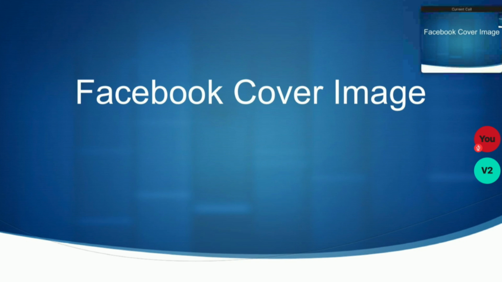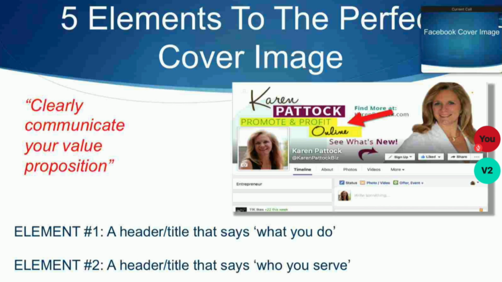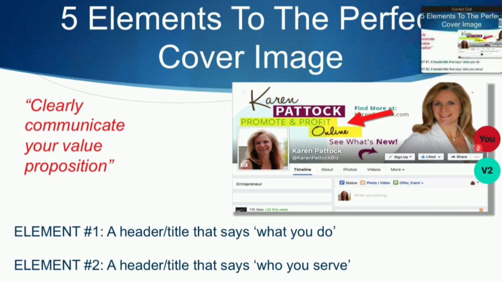So let's talk about the Facebook cover image, because there are 5 very specific things that are important to include on your Facebook cover image. The first element is the header or title that says what you do. So in this particular image, it says promote and profit online.